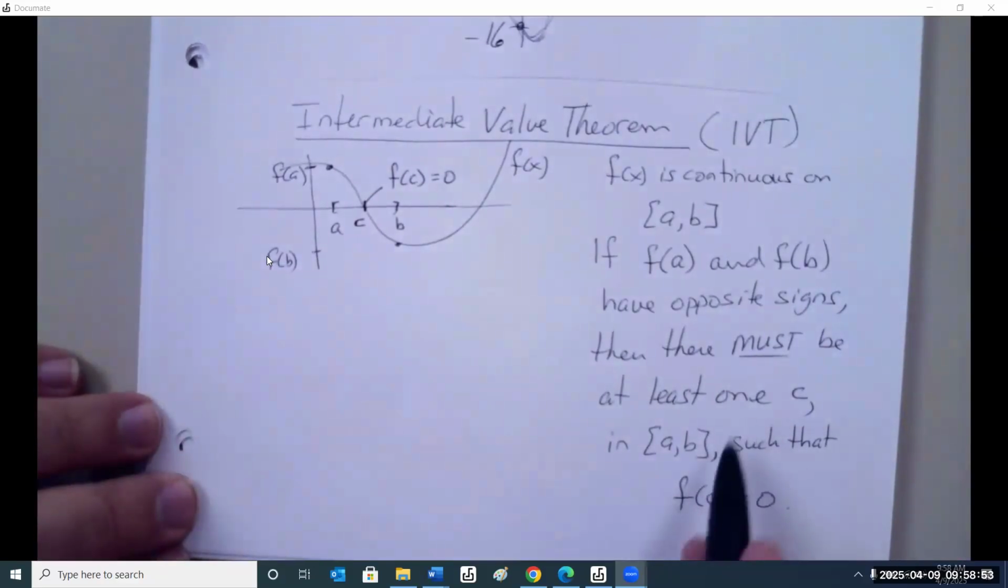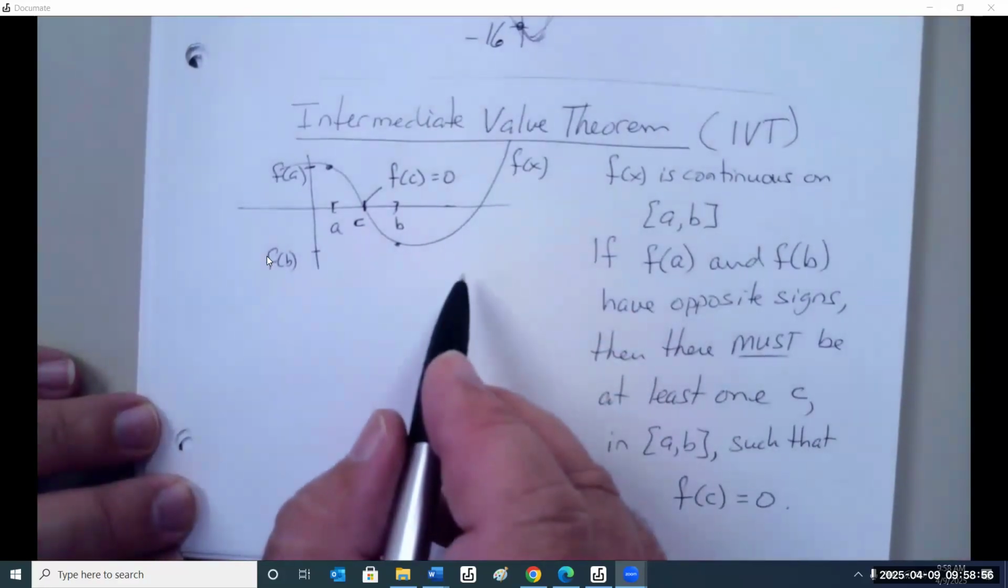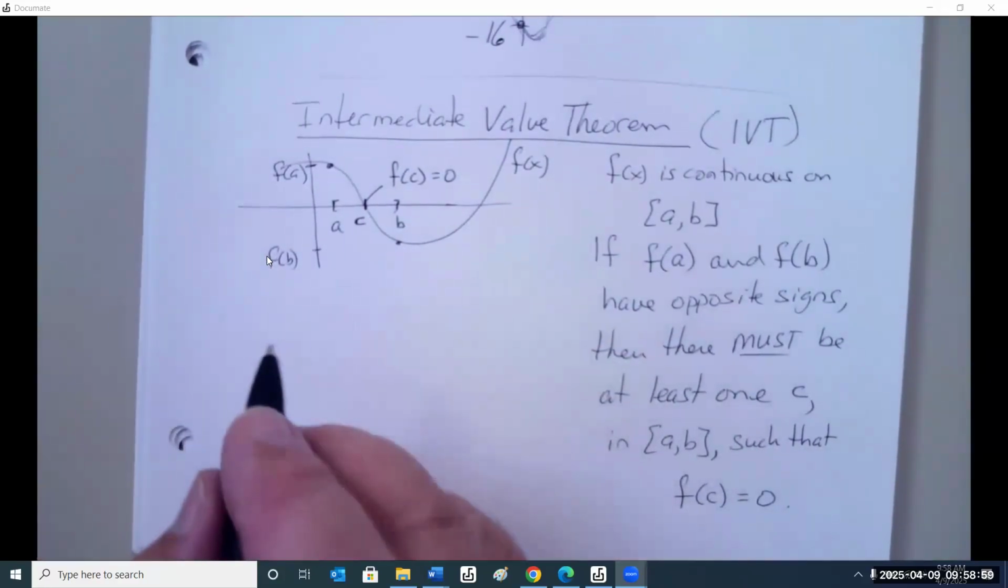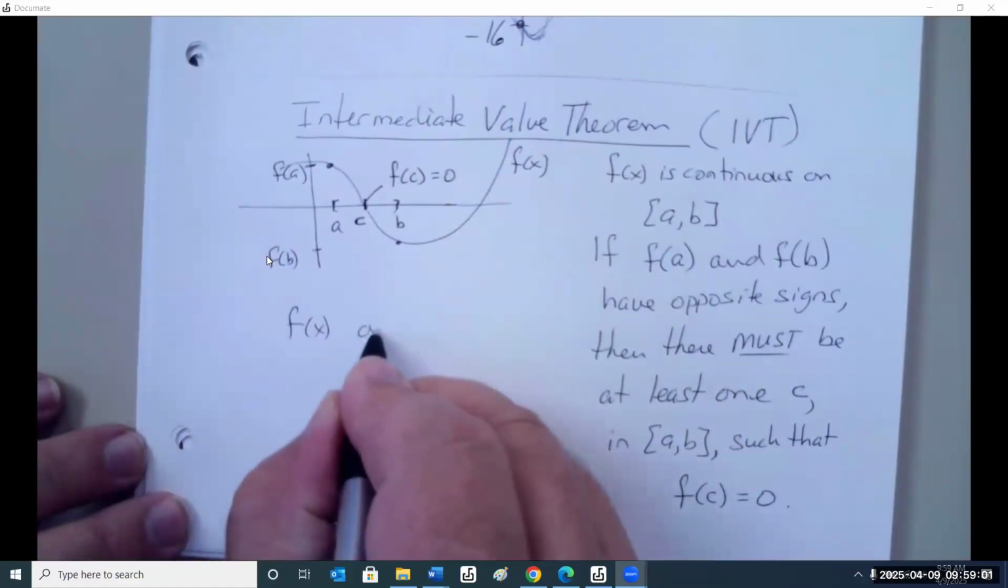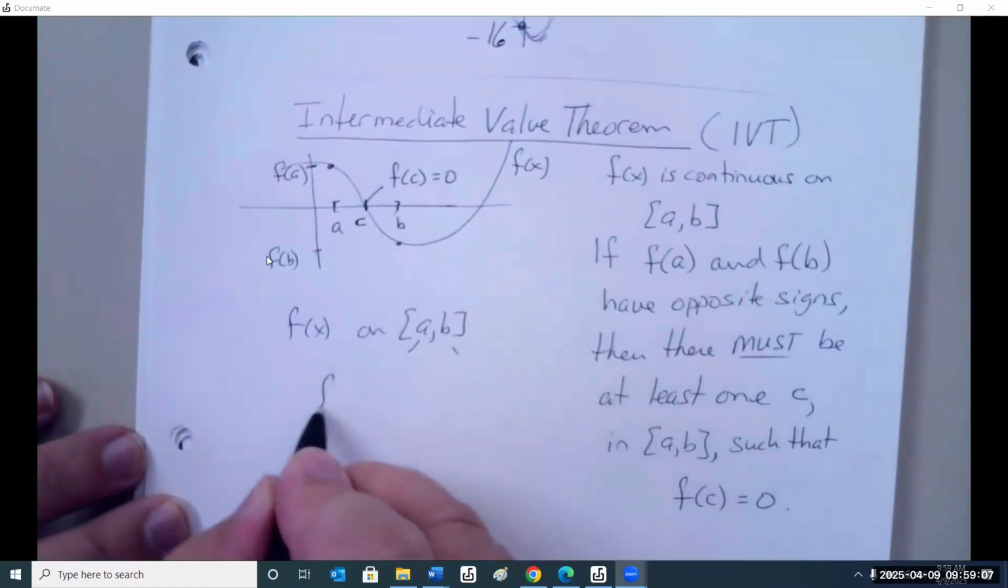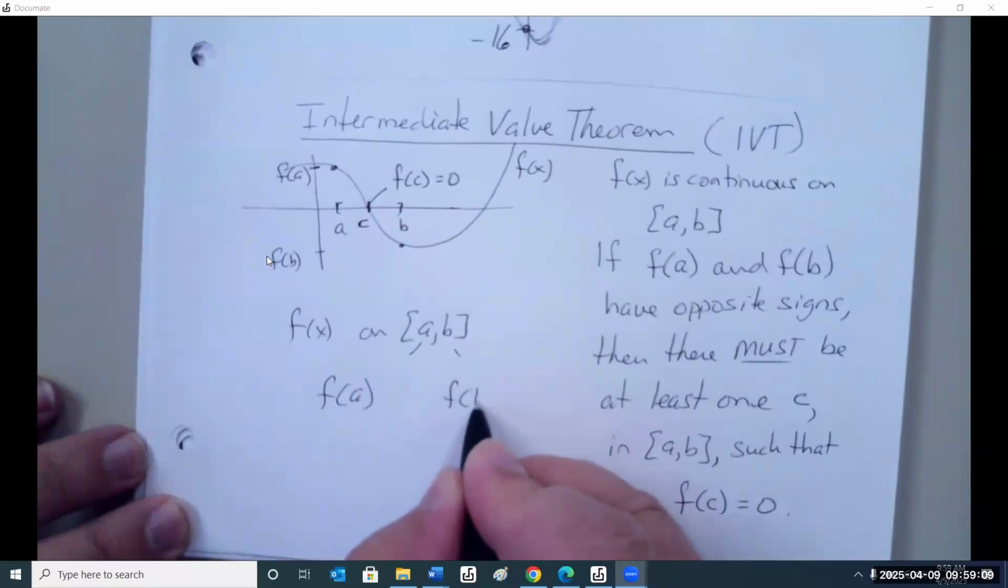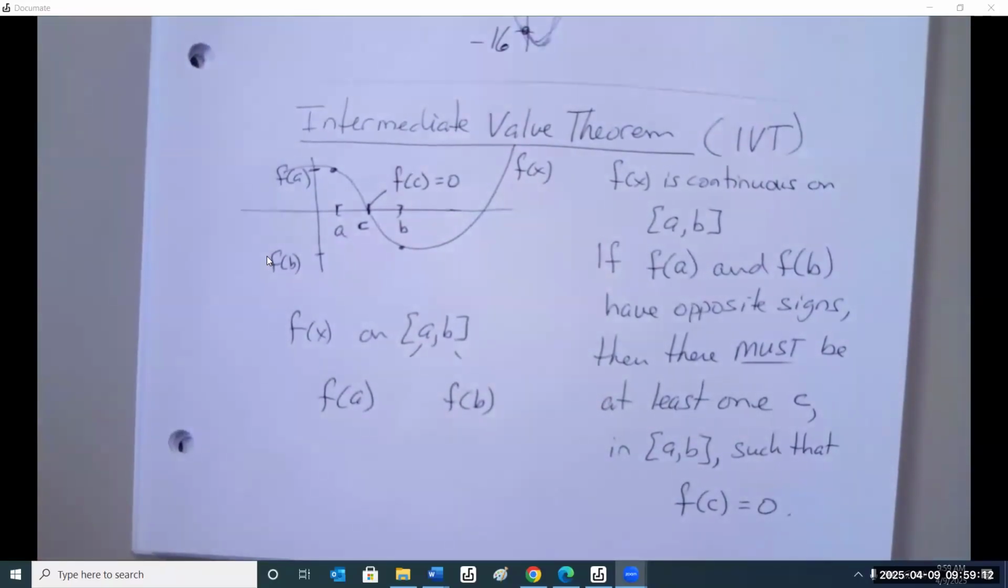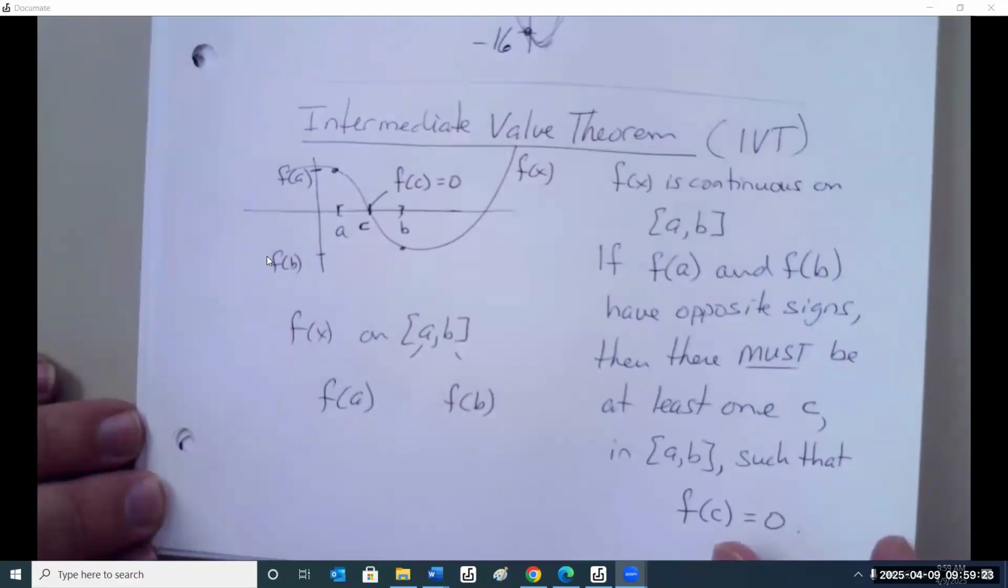So let's see how. So basically, all you do is take your function, and plug in A and plug in B, and see what the signs are. Numbers are irrelevant. It's the signs we're looking for. If it's positive, it's above the x-axis. If it's negative, it's below the x-axis. All right, so let's look at some examples here.